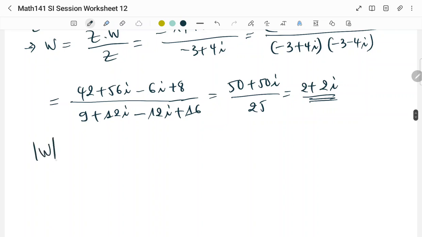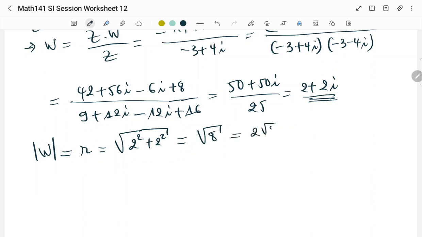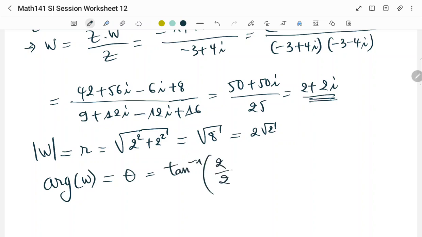And the modulus, represented by the absolute value of w, which is r, is equal to the square root of 2 squared plus 2 squared, which is root of 8, which is equal to 2 root 2. And the argument of the complex number w, which is theta, is tan inverse of 2 over 2, which is tan inverse of 1, which is pi over 4.